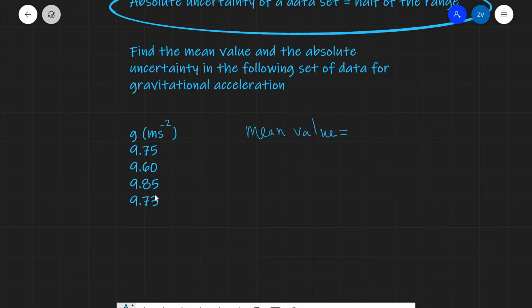The mean value is 9.73 meters per second squared. Now, we cannot actually trust that last digit probably, because there's going to be some uncertainty in the set. Now, let's calculate the uncertainty by using the formula that absolute uncertainty from a data set is equal to half the range. So I'm going to say range over 2.